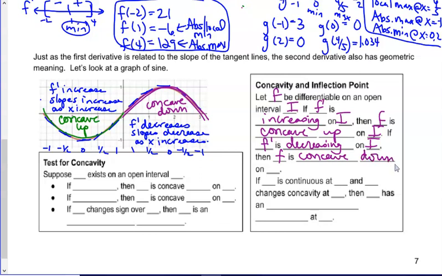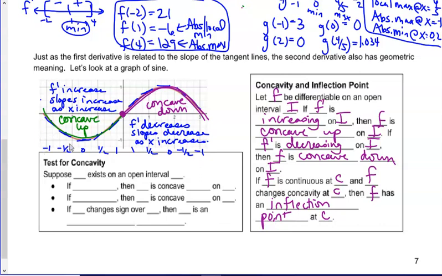Now, there's a point at which things switch over, and on our graph, this is the point at which things switch over. That is actually called a very important point, and that is what we refer to as an inflection point. So if f is continuous on C and f changes concavity at some point C, in this case we go from concave up to concave down, then f has an inflection point at C. Okay?